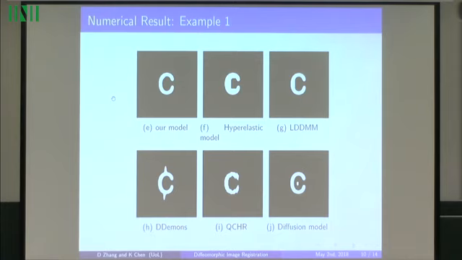And diffeomorphic demons may seem to trap into a local minimum. Here we use 20 pairs of landmarks, but QCHR model still cannot get a good result. Here, diffusion model produces outlier, and its mesh has folding, so it's not diffeomorphic. For the other 5 methods, they can produce diffeomorphic meshes.